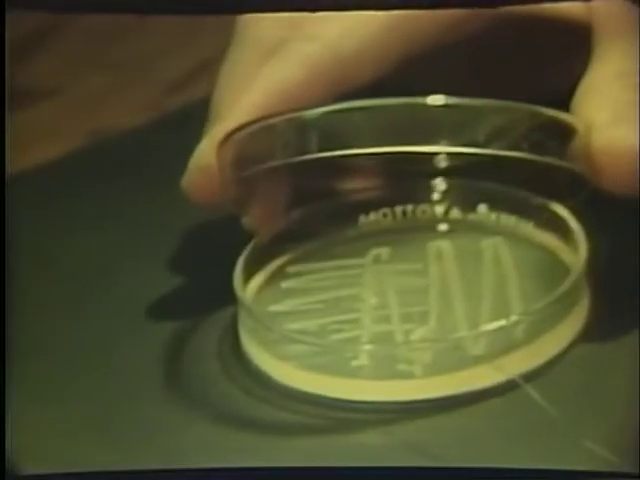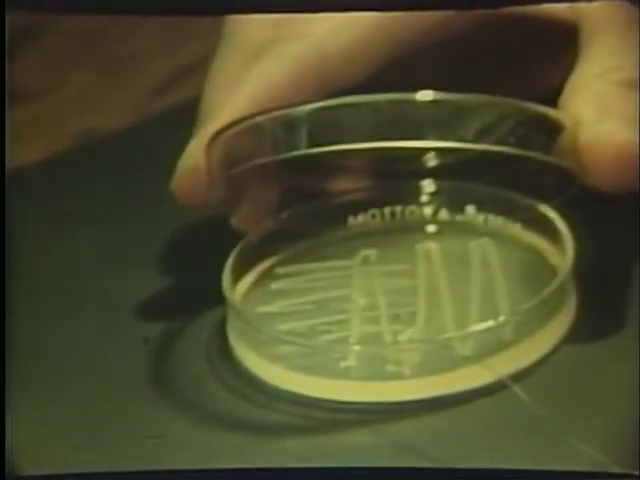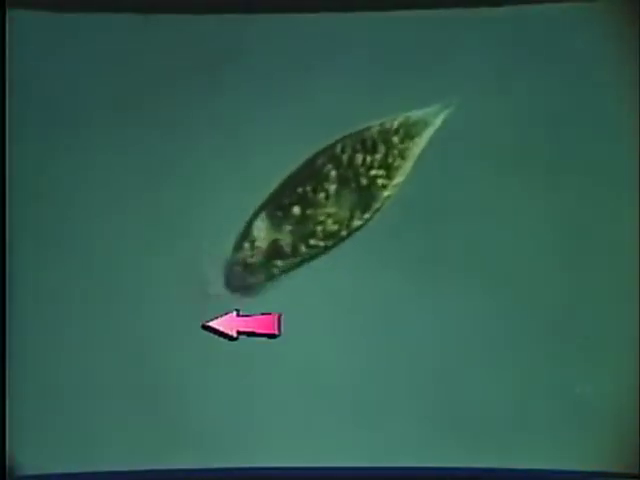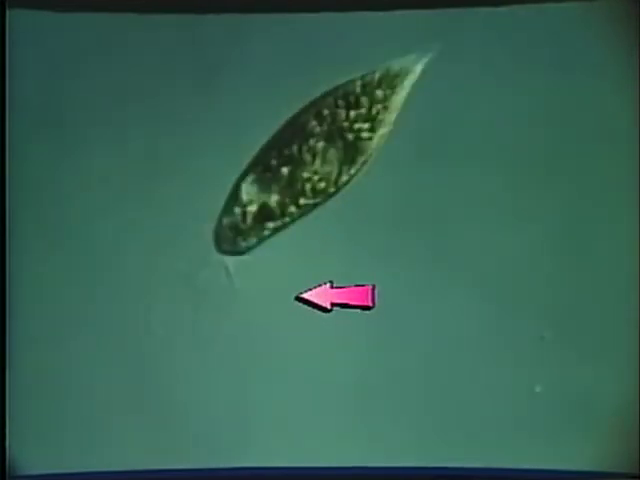Let's place this protozoan, a euglena, on the slide. Put a slipcover over it and place it under the microscope. After we focus in, we can examine the euglena. It uses the large hair-like flagellum to move around.